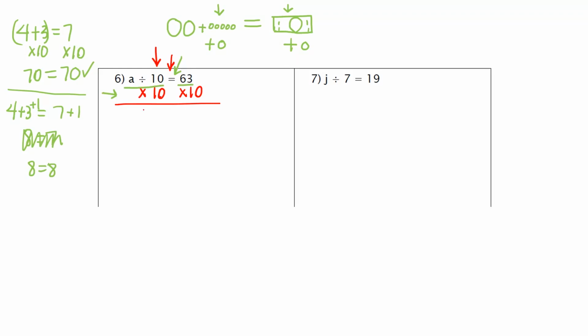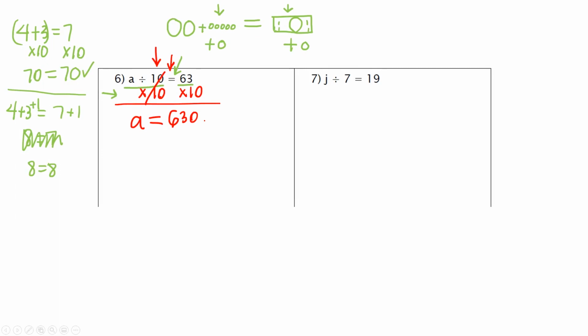So now, if I multiply both sides by 10 as my first step, I cross that off and I'm left with just my A on my left. Well, then that equals whatever 63 times 10 is, and that would just be 630, okay? Remember, whenever you're multiplying by 10, you just add a 0 to the other number. So it's A equals 630.